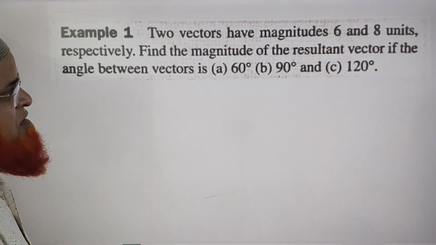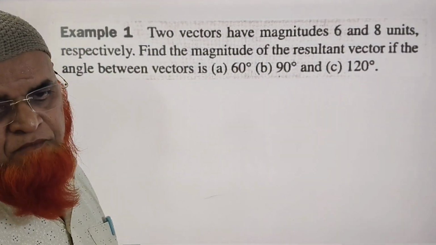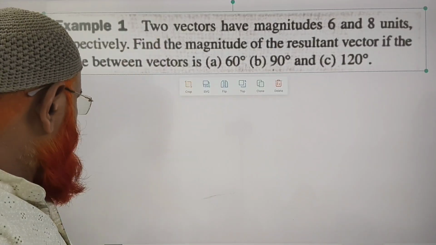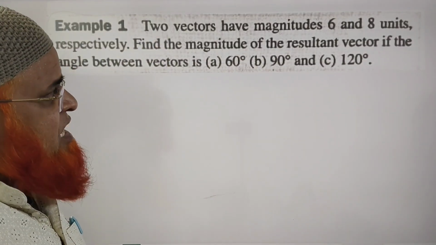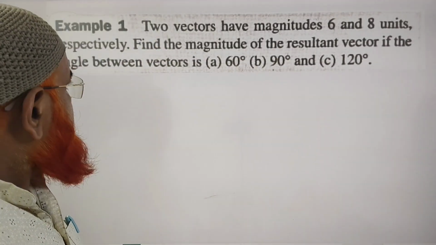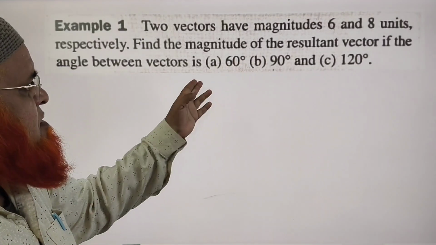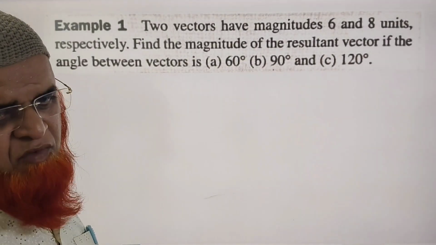Okay. Now, let us go for vectors. These vectors are almost very confusing for the students of NEET and JEE also. Two vectors having magnitude 6 units and 8 units respectively. Find the magnitude of the resultant vector between them. Okay. This is a very simple, basic question.